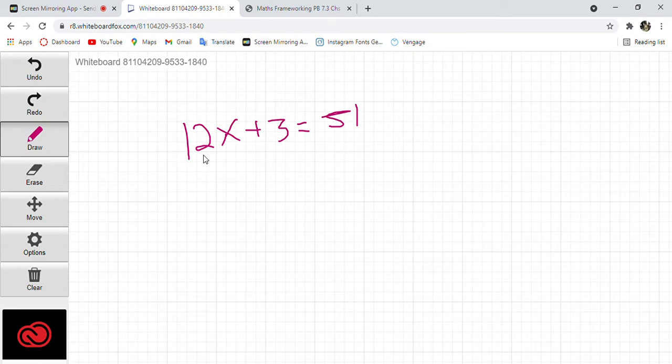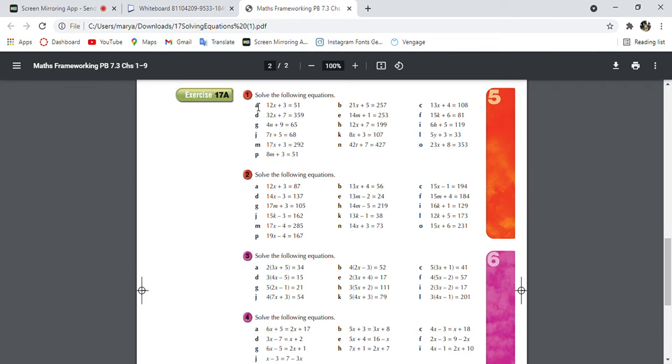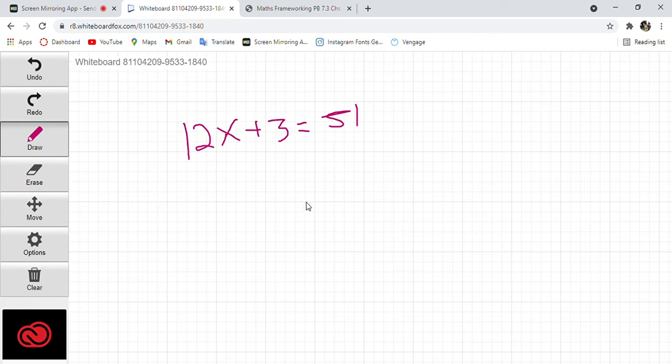So today we're going to be learning about solving equations. I'm going to be using this as a reference because I need some questions. Okay, so let's get started. As you see, I've already prepared a question on the board. 12x plus 3 equals 51. How in the world are we supposed to solve this?